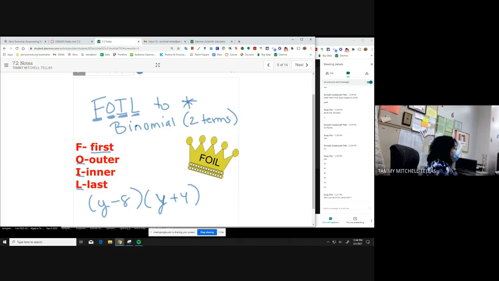Please write this in your notebook. This is section 7.2, if you want to label what we're doing. Please write it down and I'll explain it on the next slide.